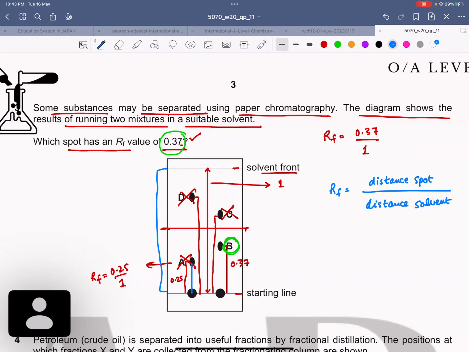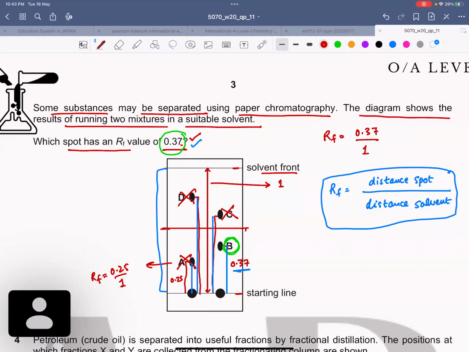For example, for A, you would measure this distance. For D, you would measure this distance. For C, you would measure this distance. For B, you would measure this distance. Then you put the values in this expression, and for whichever spot you would get the value of 0.37, that would be your correct answer. Is this understandable? Yes. Okay. So in this case, it is for B 0.37.